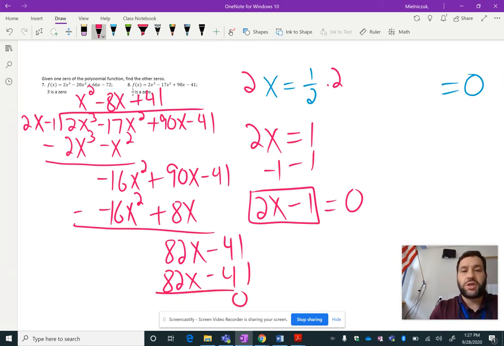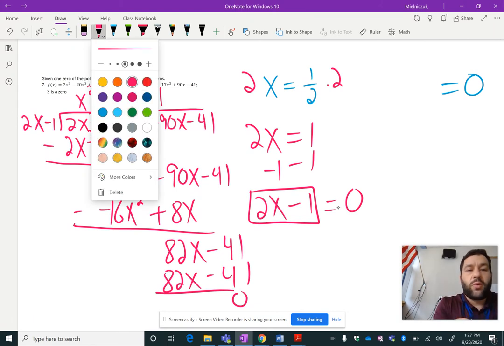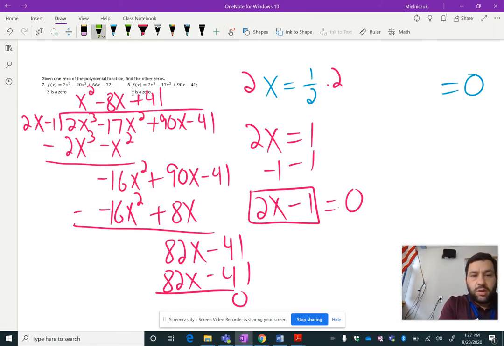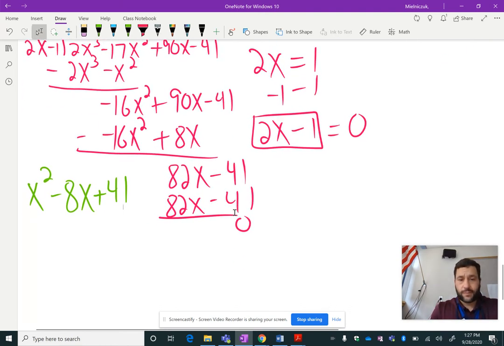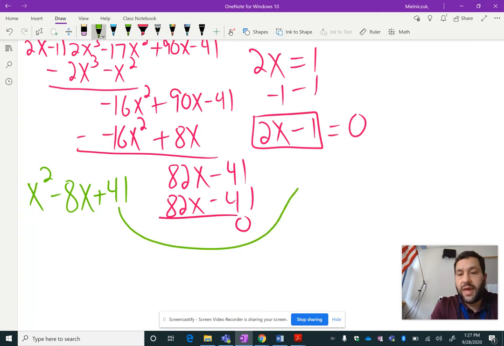So we know for question number 8 that we can factor this to x squared minus 8x plus 41. But just like in the last problem, we have to find something that multiplies to 41 and adds to negative 8. As you sit there and think about it for a while, there isn't anything that will multiply to 41 and add to negative 8. So we have to use the quadratic formula.